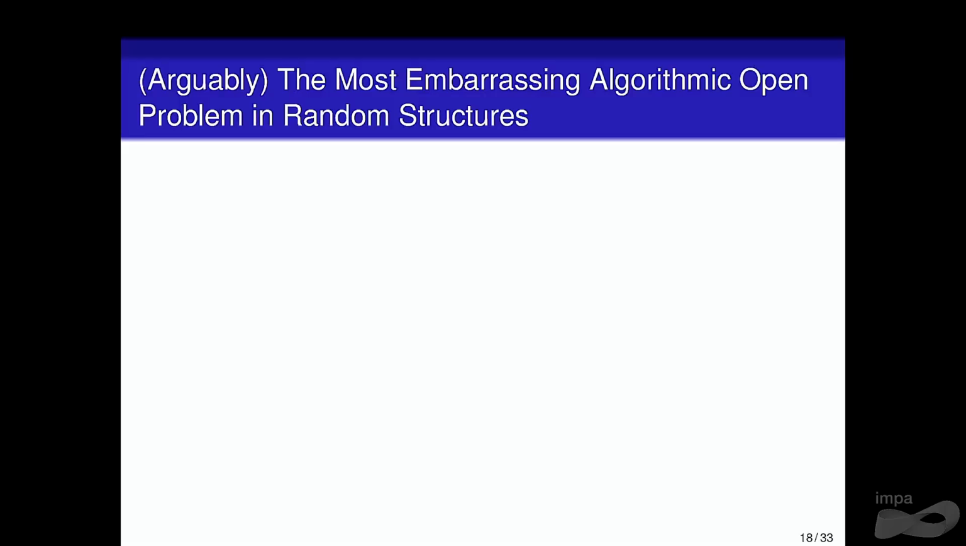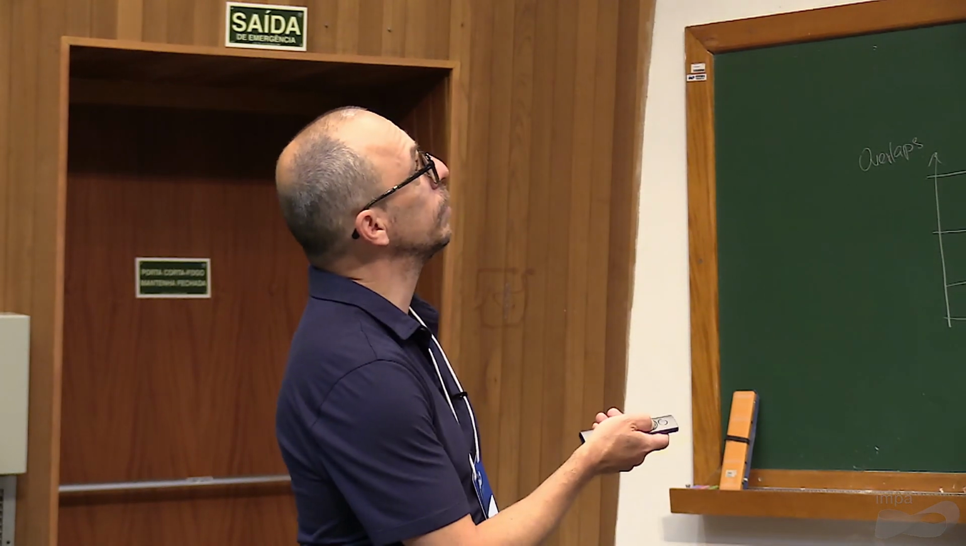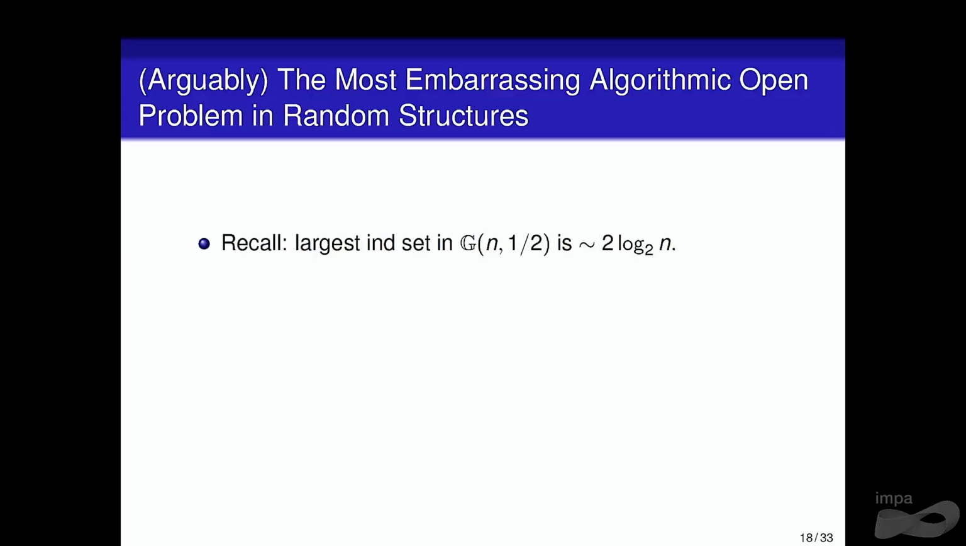What do we know about these problems, right? I've introduced some structures, but algorithmically, what can we say about these problems? Well, here's what we know. The first problem, finding the largest independent set, is the poorly kept, most embarrassing secret in the field of optimizing random structures. Yes, we know with high probability that the largest independent set is 2 log n.